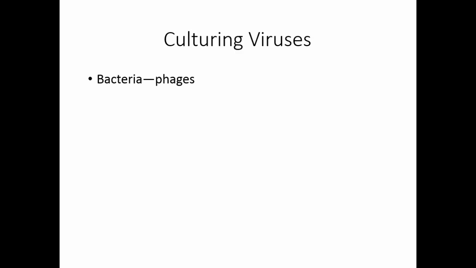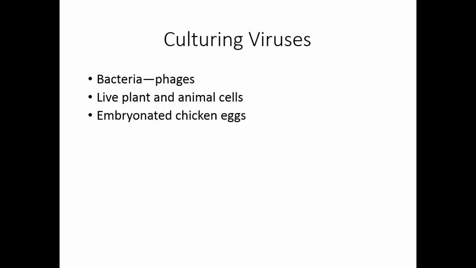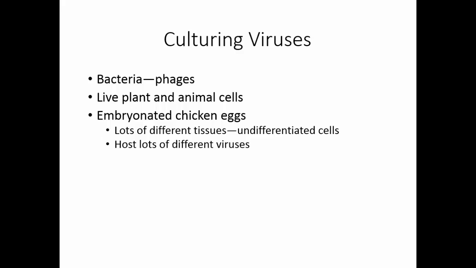Viruses are challenging to culture because they must grow in living cells. Bacteria can act as hosts for bacteriophages. We can also use live plant and animal cells. However, it becomes a little unethical if we're trying to grow human viruses. It turns out that embryonated chicken eggs are a really good source of tissues for viruses to grow on. The developing chicken has lots of different tissues, and the cells are undifferentiated cells, so they have a wide host of receptors on them. So lots of different viruses can be hosted by an embryonic chicken.